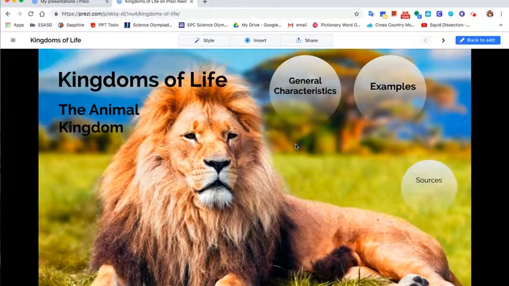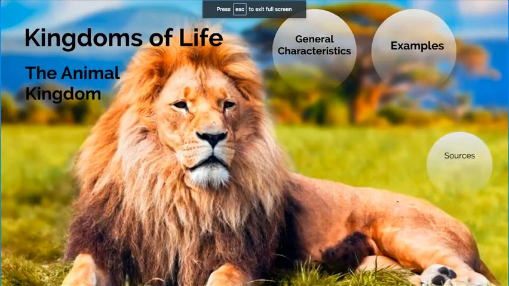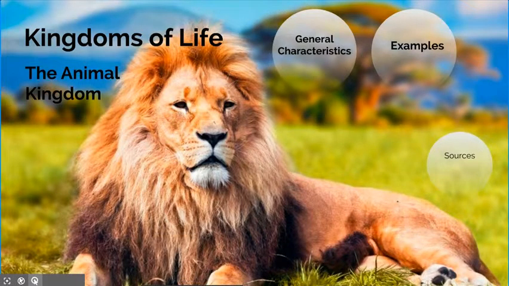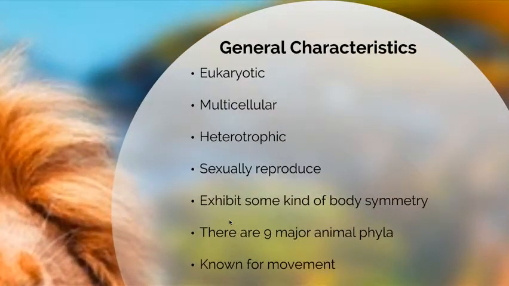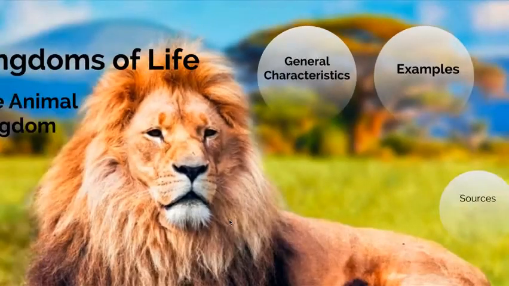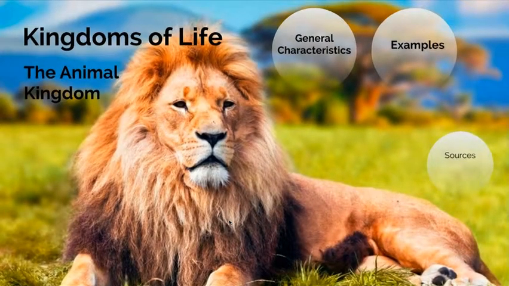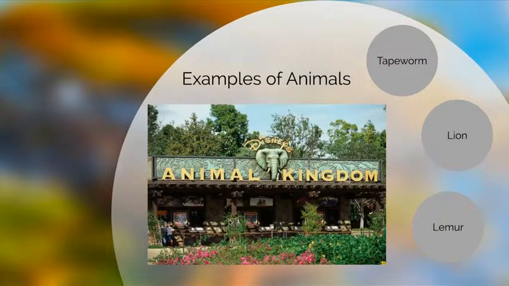Okay, so once it's loaded to present, if you just click these little arrows over here, this will make it look full screen. Now I'll show you how this works. If you hit the space bar, it'll take you to general facts about the animal kingdom. Then if you hit the space bar again or you click again, it'll take you back out. And then if you hit it again, it'll take you into the examples of animals.